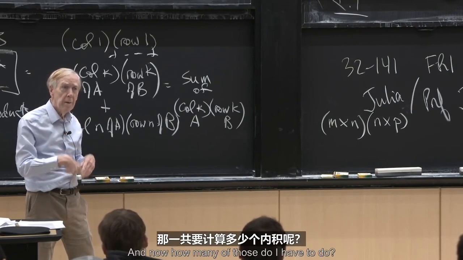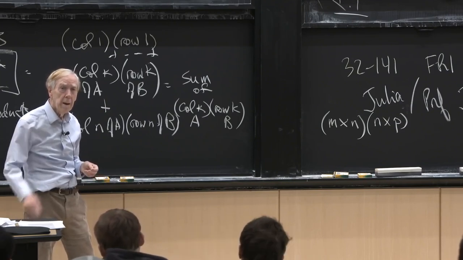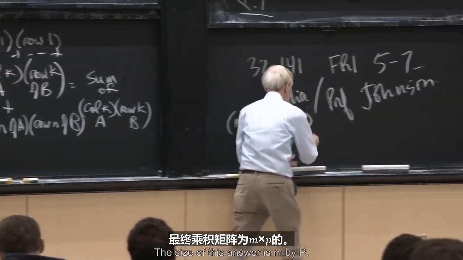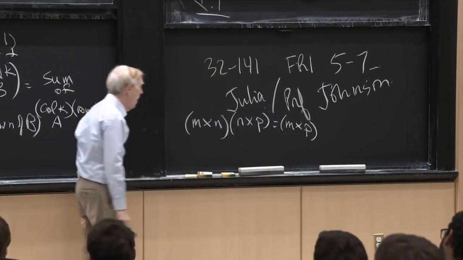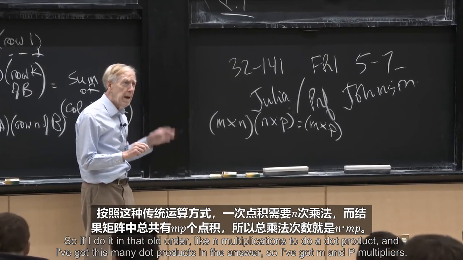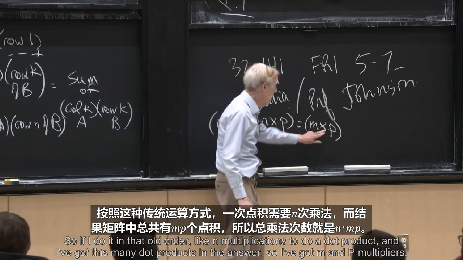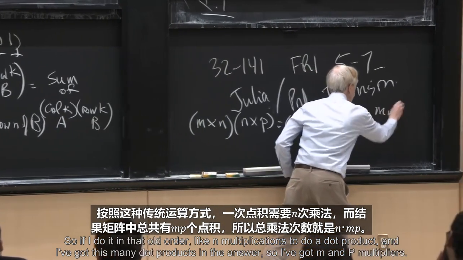So that's N, and now how many of those do I have to do? MP, because what's the size of this answer? The size of this answer is M by P. So if I do it in that old order, N multiplications to do a dot product, and I've got this many dot products in the answer, so I've got MNP multiplies.